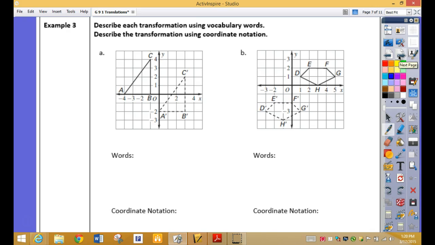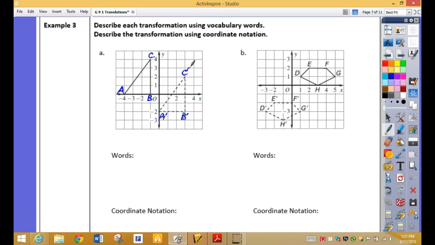Okay, here. It says describe each transformation using vocab words again. Describe the transformation using coordinate notation. So coordinates, an ordered pair. What do we do to each ordered pair to make our new one? Well, here I know the solid figure is my pre-image. I also know that because this has just the capital letter A, a C, and my B down here. This one, however, has the A with the little hash mark, B. So that indicates that's my new image.